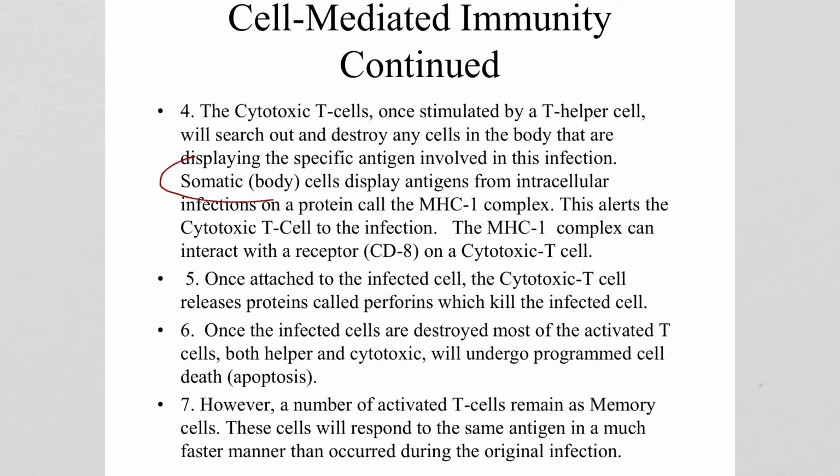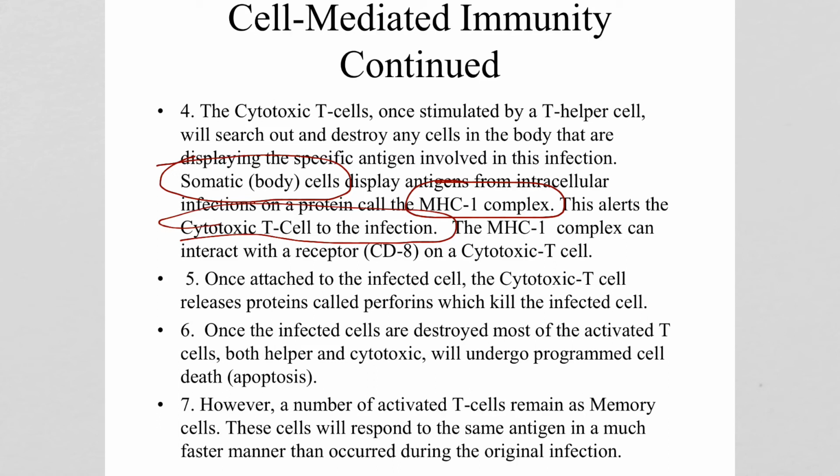Your body cells, your somatic cells, have a different kind of MHC protein called an MHC1 complex. And on these proteins, the cells present antigens from within inside themselves. If they're not infected, they're presenting normal proteins. But if they're infected, they're going to present proteins from the virus or bacteria or whatever organism is causing the infection. This alerts the cytotoxic T cells that there's something going on inside, that they're infected. And essentially, the cell is telling the cytotoxic T cell, hey, I'm sick. You need to kill me before I spread this to other parts of the cell.